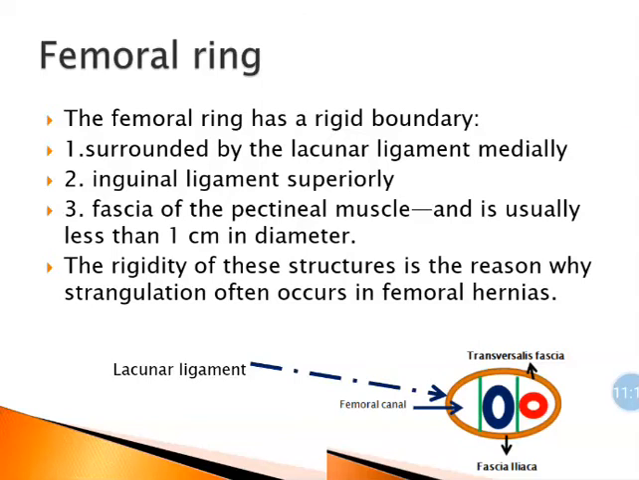It is surrounded by lacunar ligament medially. In the picture it is shown the medial boundary is the lacunar ligament. Superiorly it is by inguinal ligament, and posteriorly or inferiorly it is by the pectineus muscle covered by fascia. And this, as we said, is less than 1 centimeter in diameter. And this rigidity of the structures which are surrounding the femoral canal results in strangulation of the femoral hernias.